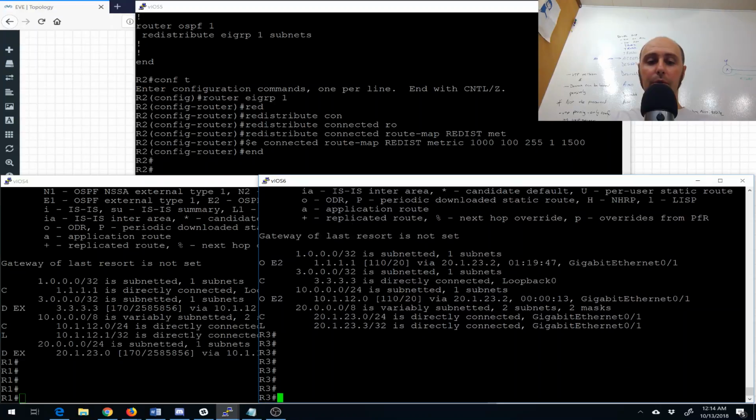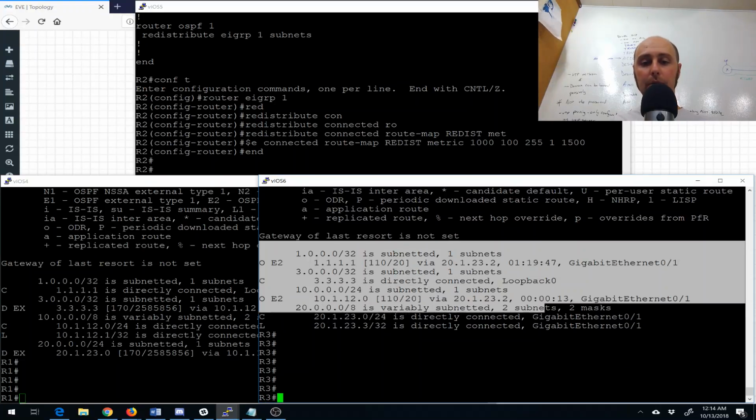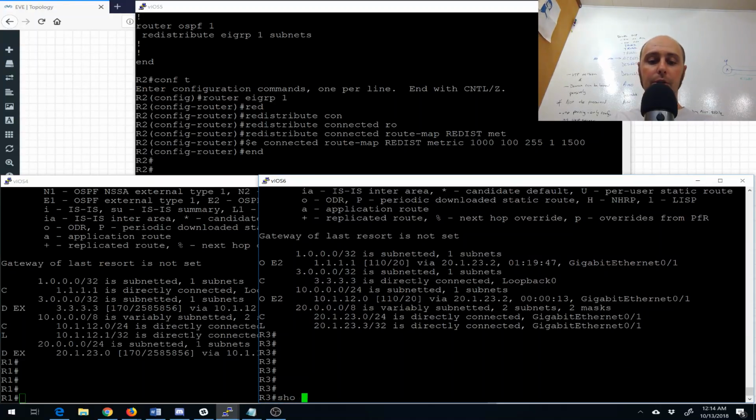So again, let's get over here on router 3. Here's the existing routing table. I'm going to go ahead and do a show IP route again.